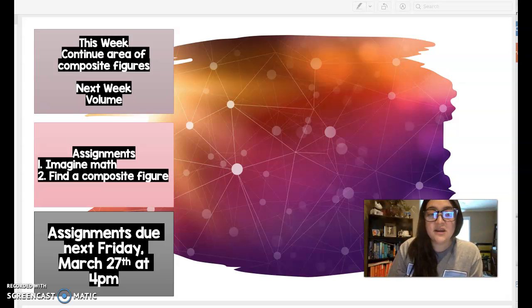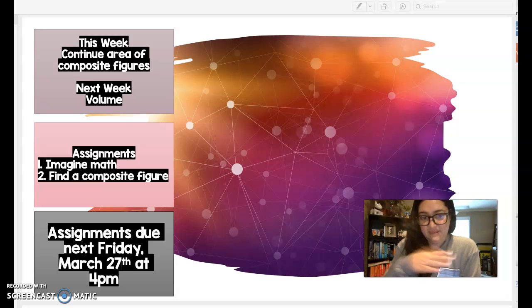The assignments are to work on an Imagine Math pathway, and then you're going to find a composite figure in your house, and you're going to find the formulas that you would use to find the area of that figure. I'm going to give you an example here in a second.